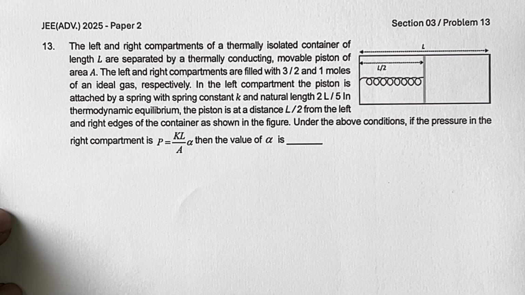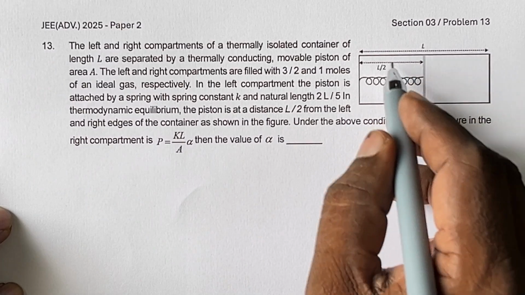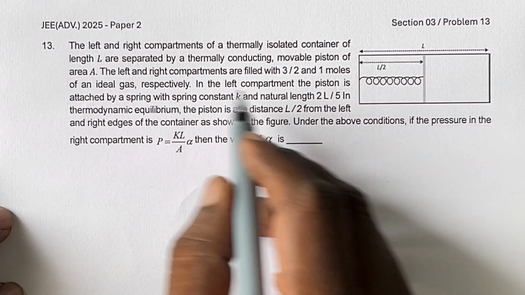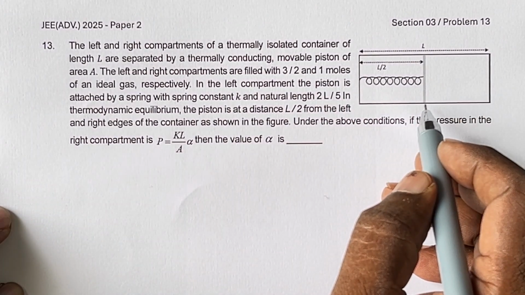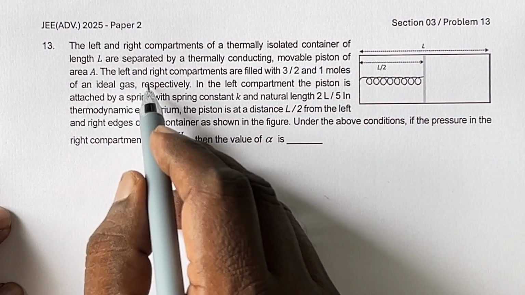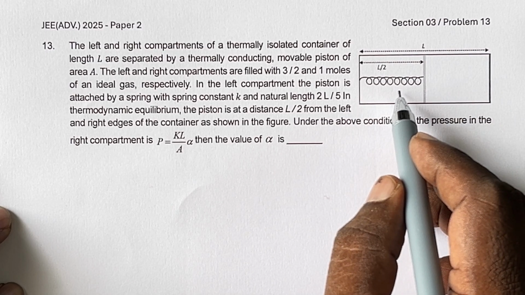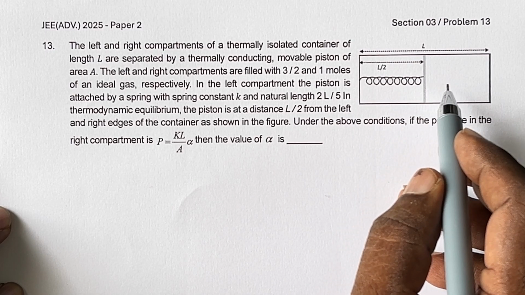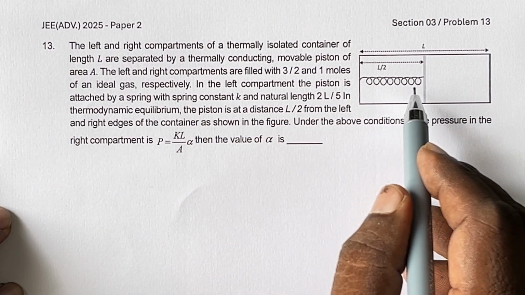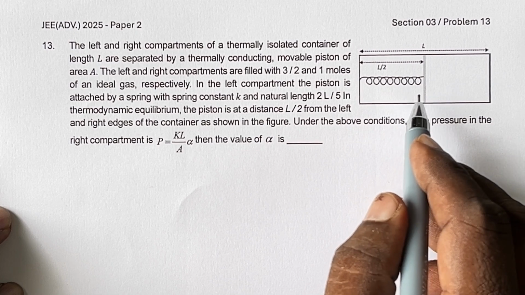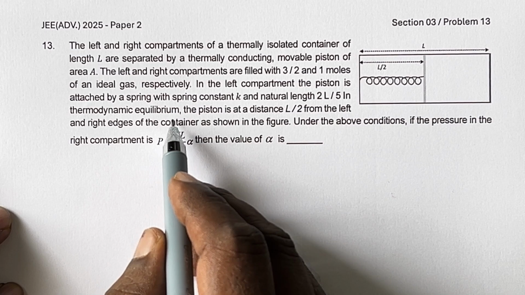In this problem, the left and right compartments of a thermally isolated container of length L are separated by a thermally conducting movable piston of area A. The left and right compartments are filled with 3/2 and 1 moles of ideal gas respectively. In the left compartment, the piston is attached by a spring with spring constant K and natural length 2L/5 in thermodynamic equilibrium.